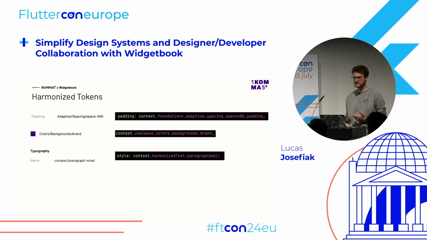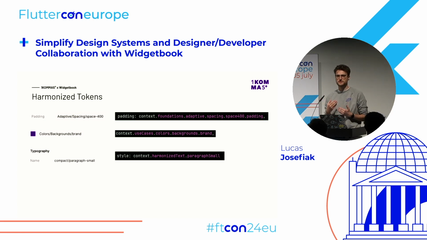So harmonization. We really wanted to harmonize all the things. As I already mentioned, we are trying to harmonize our tokens. What you see on the left is basically when you inspect stuff that our designers are building. For example, you see the padding, it's an adaptive spacing space 400 token. So as a developer, when I want to use this and build this, using the theme extensions we do context foundations, adaptive spacing space 400. So it's the same path, and the same for colors and the same for typography.